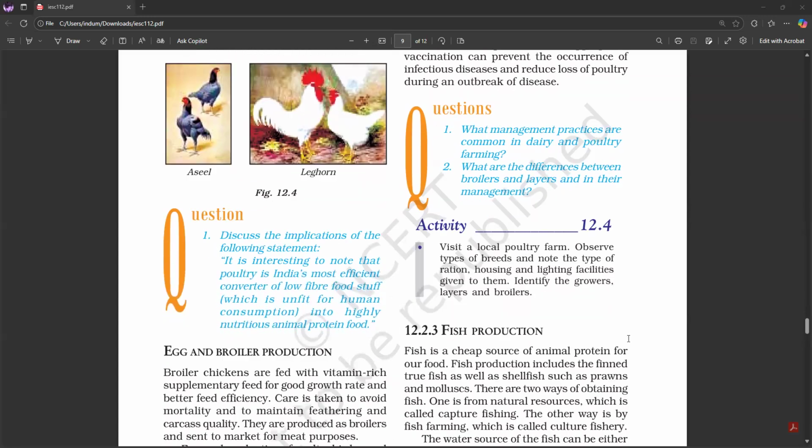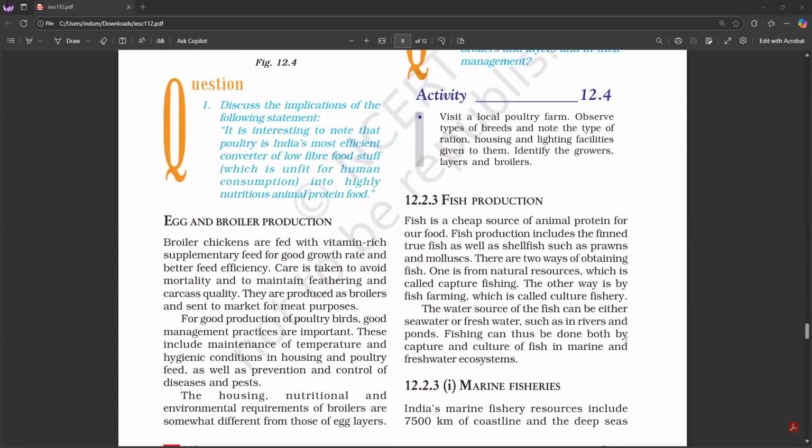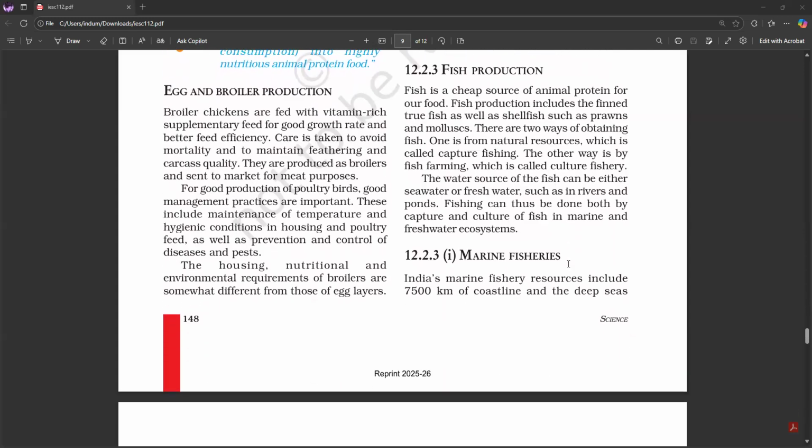Activity 12.4. Visit a local poultry farm, observe types of breeds, and note the type of ration, housing, and lighting facilities given to them. Identify the growers, layers, and broilers.